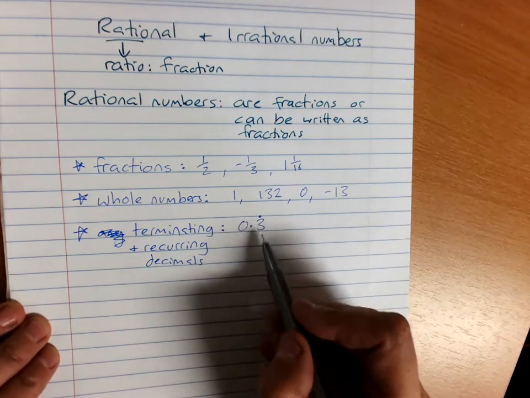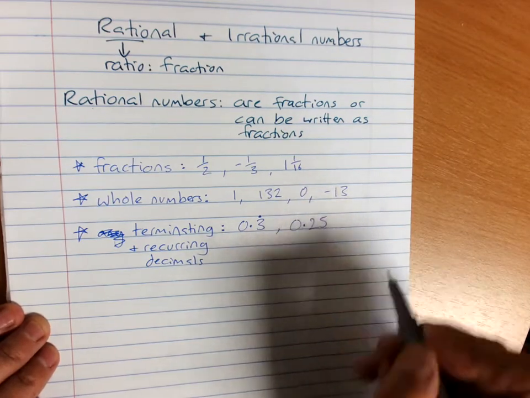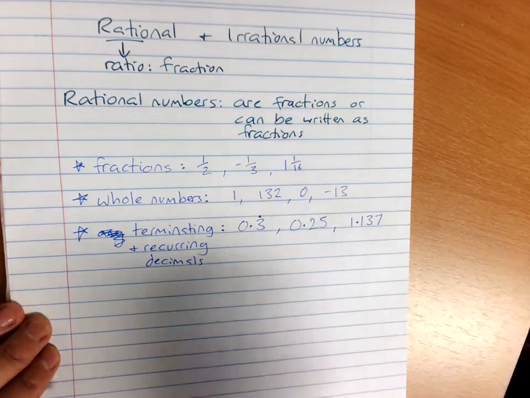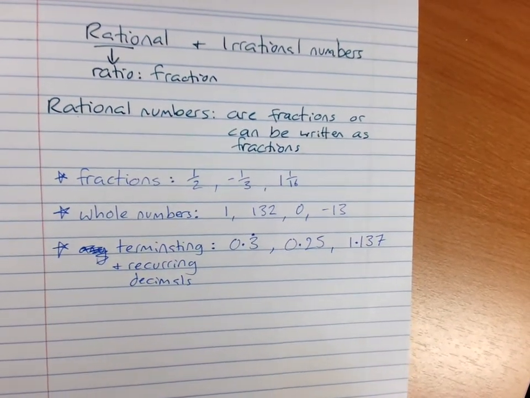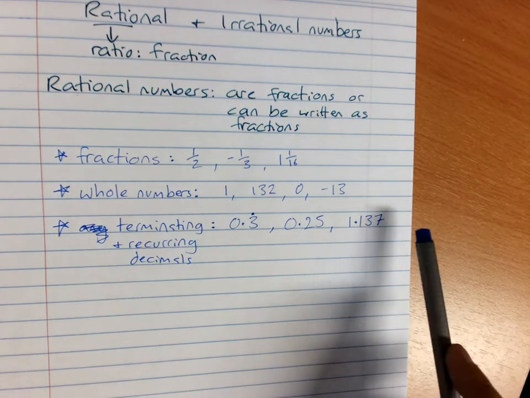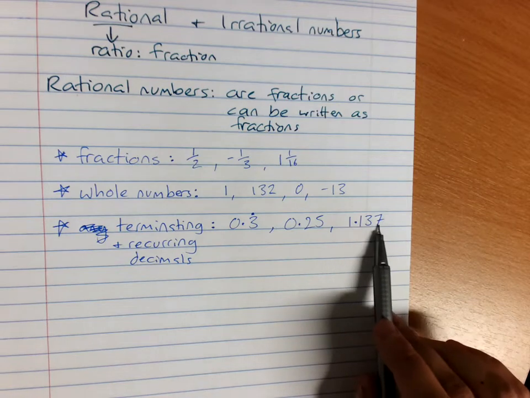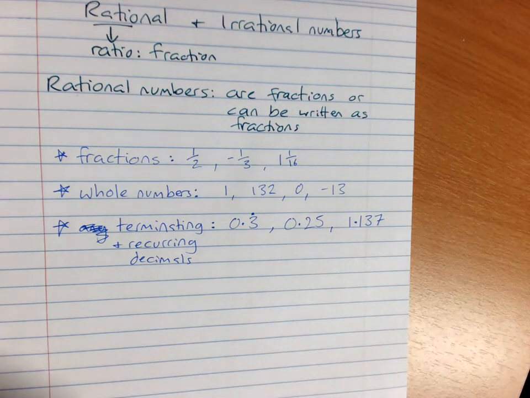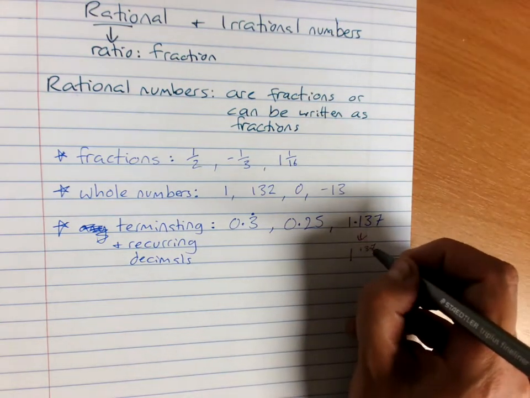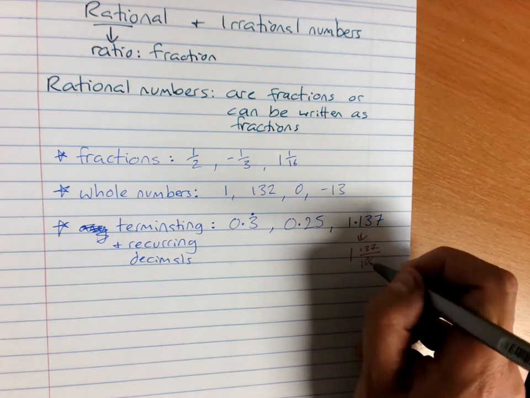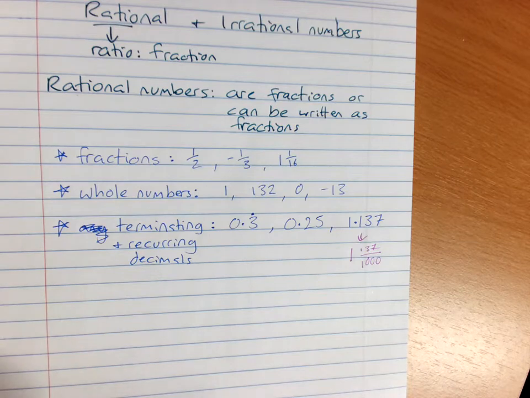0.3 repeater, or recurring using the notation, or 0.25, or 1.137. If your decimal ends, then I could write it as a fraction. 1.137. If I wanted to write it as a fraction, remember I'd check how many place values, and I'd make that one whole. Let's do this one as an example. That would be one whole and 137 over 1,000, and you know it's 1,000 because we counted the 3 decimal places. So any decimal that stops, that terminates, can be written as a fraction. It might be a tricky one, and any decimal that's recurring has come from a fraction as well.